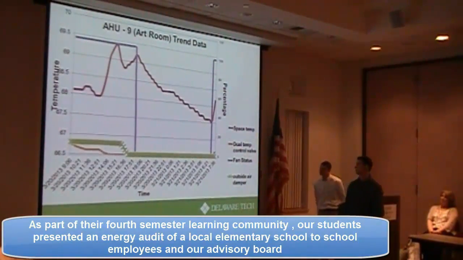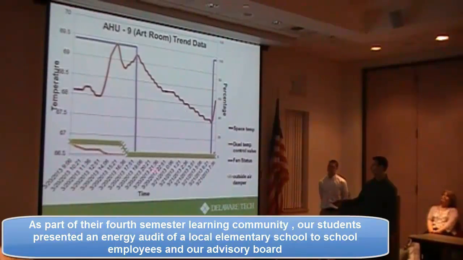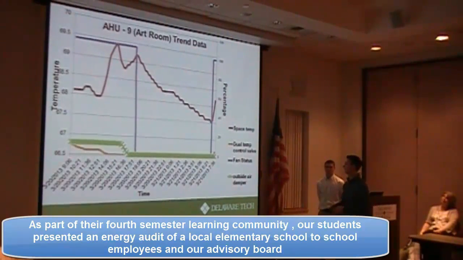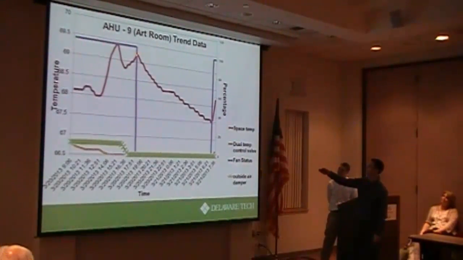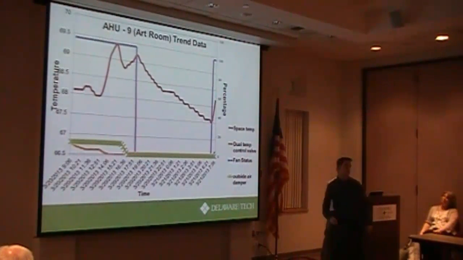So this is the trend that I was talking about. We have the time here. So our trend data is the same period of time, so that way you get as accurate as possible how the system should be running. So here we have the supply fan. As you see, it's 100% on, and then around the evening time, it shuts off, which is great. That's how a system should be running.